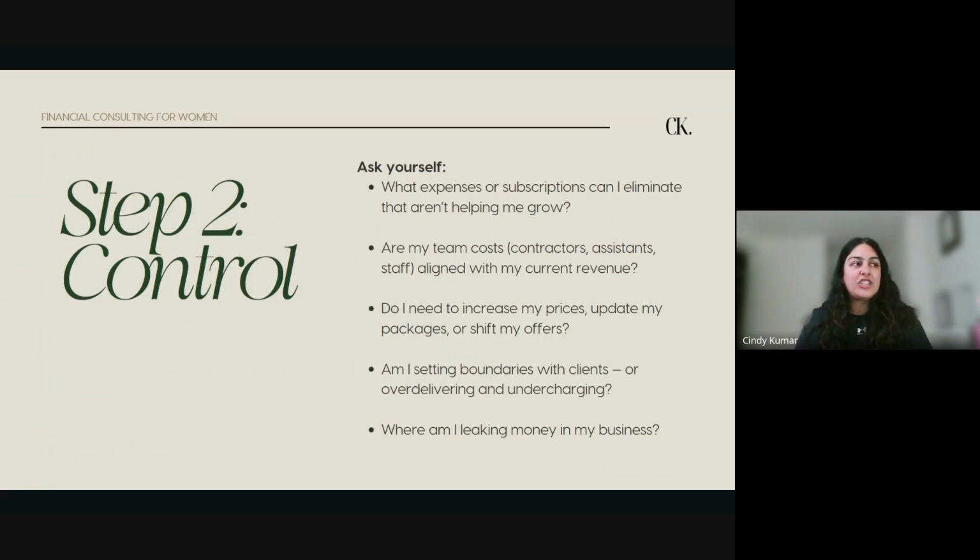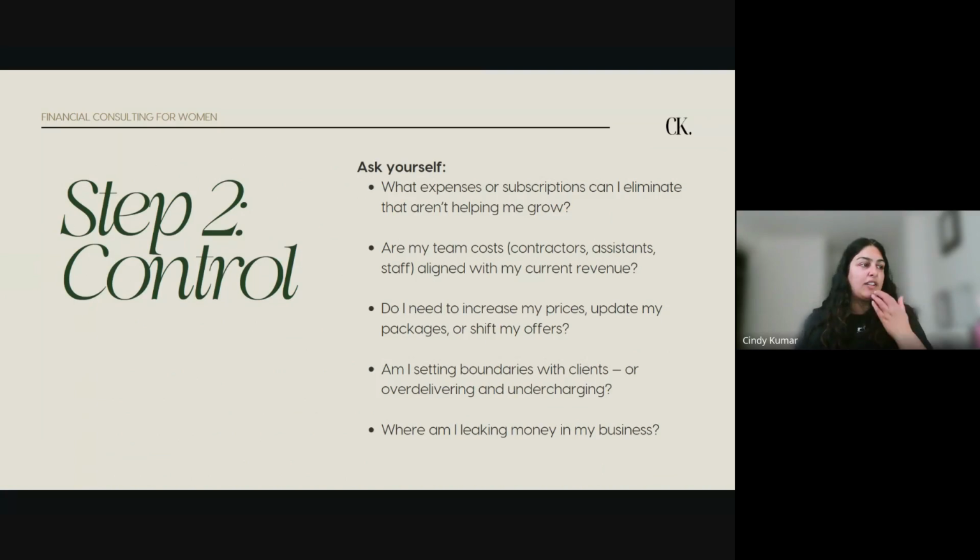Does the pricing actually make sense? And does your revenue make sense for hiring those people? Also ask yourself, do I need to increase my prices, update my packages, or shift my offers? And the next step is, am I setting boundaries with clients, or am I just over delivering and undercharging?